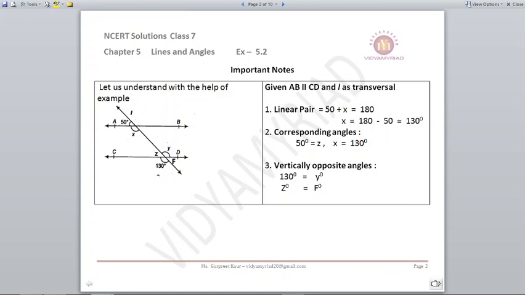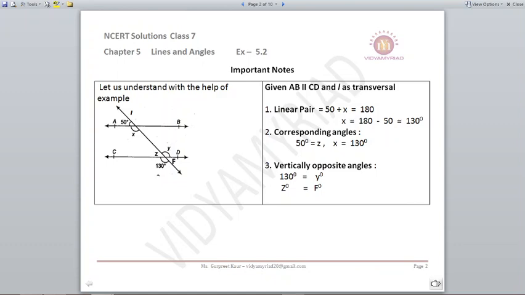They both are parallel to one another, and you have a crossing line or intersecting line L, which is a transversal. Now when you have a parallel line and a transversal, there are certain things which you need to calculate. You can find out the angles through linear pair. There is a new term, corresponding angles, and you can also find out angles by vertically opposite angles.